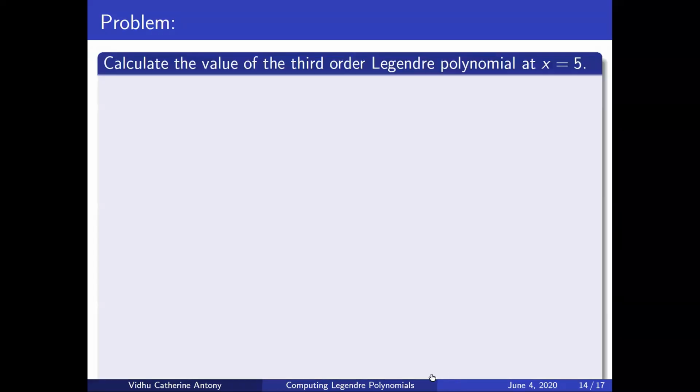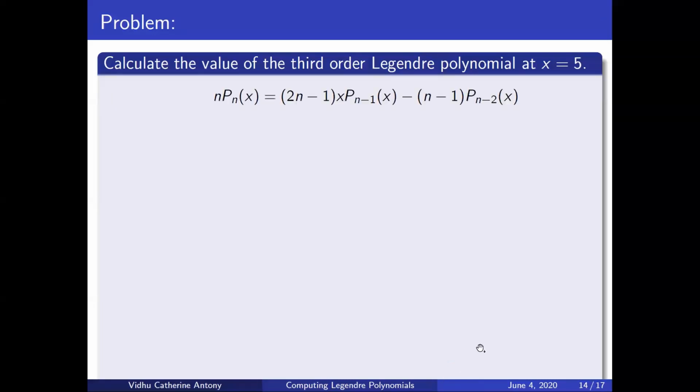So let's go to a problem now. You need to calculate the value of the third order Legendre polynomial at x is equal to 5. So you want to find out the third order Legendre polynomial. You express this in terms of the second order, the first order. Take the second order, express it in terms of the first order and the 0th order, and then you get your value.